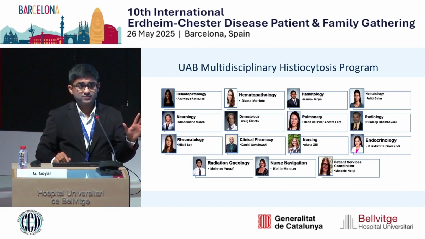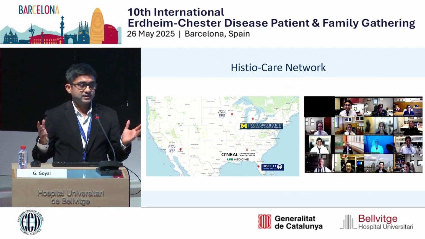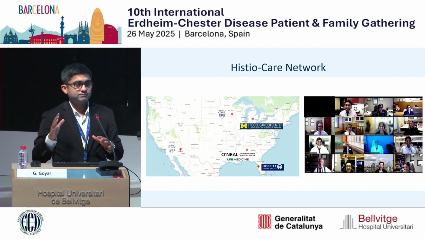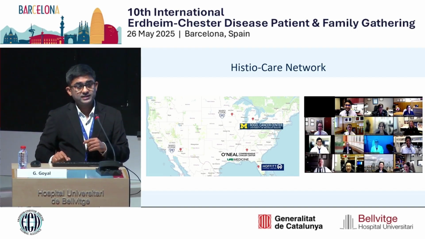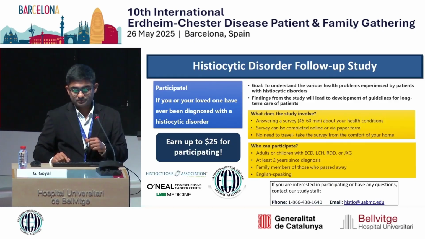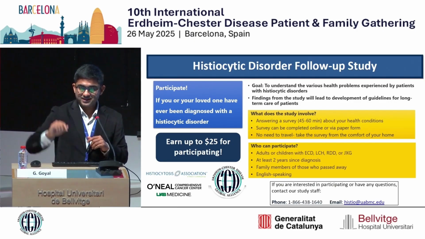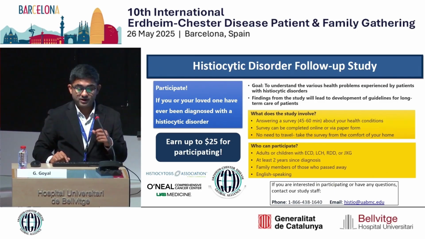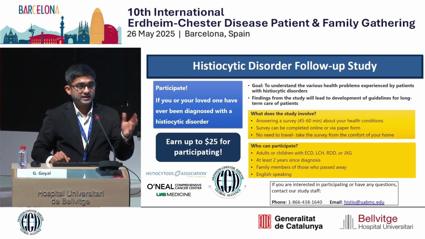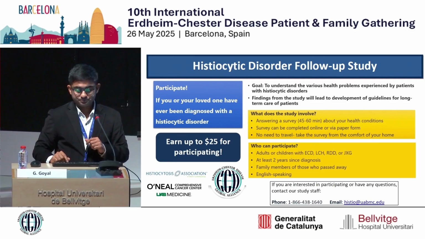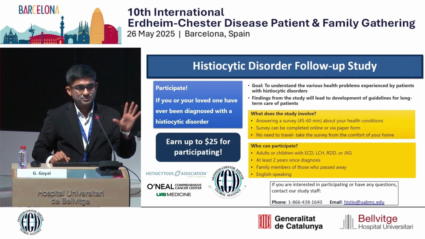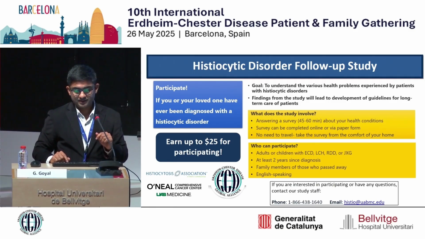It takes a village to take care of such patients, so we have a whole program with different subspecialties at UAB. And we have expanded the histiocytosis working group to involve many centers, six centers. It's called the Histio Care Network, and we discuss cases together once a month. We have a large study ongoing, and my star student, Brenda, is here. If anybody wants to know about it, you fill out a survey. We're trying to understand how the disease affects you. Right now it's in English, but we are trying to translate it into Spanish and other languages soon.